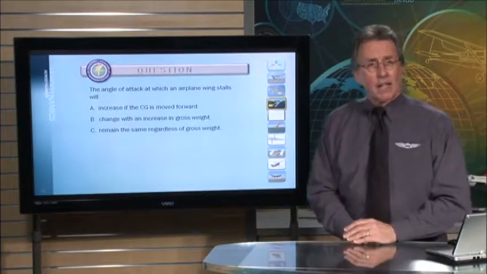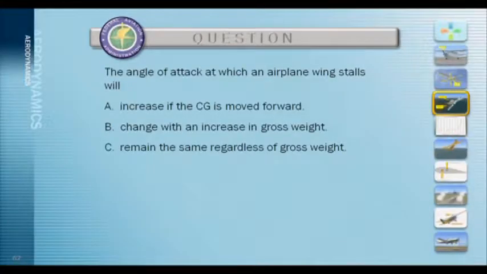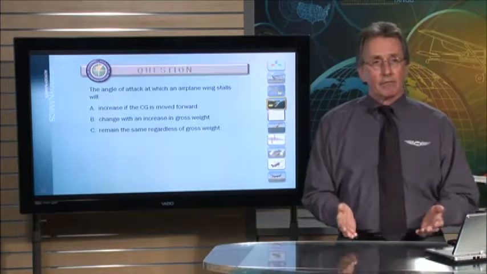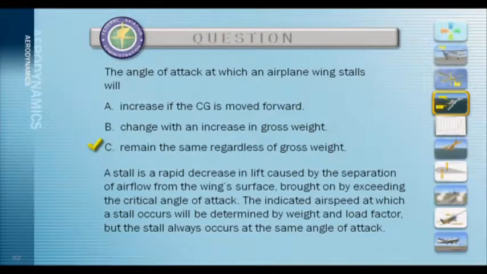Okay, continuing our examination of angle of attack, we have another question for you. That question is, the angle of attack at which an airplane wing stalls will... give you some time here to study these answers. Well now, do you have it? Let us help you. The angle of attack at which an airplane wing stalls will, C, remain the same regardless of gross weight. A little further explanation here.